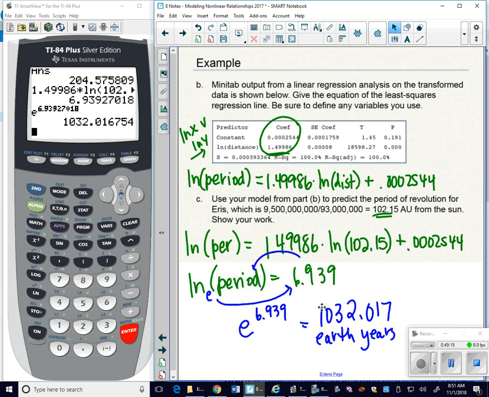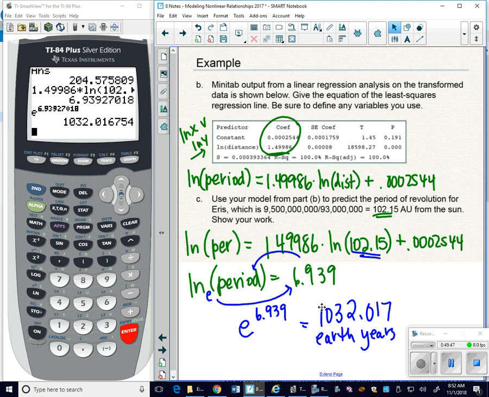And if I take a look at my original data, because 102.15 is so far beyond my data, would I be confident in that answer? So if I think about it, the highest value from the distance of the sun is only 39. And in this case, we're looking at 102. So right now, I know that this is an extrapolation. And so because it's an extrapolation, I'm probably not going to be very confident in it.